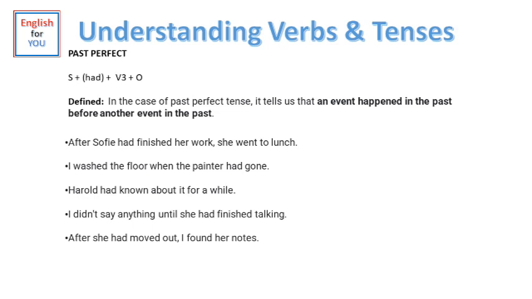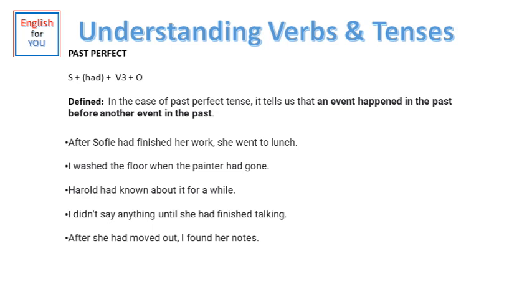Now we're going to take a look at the past perfect tense. The code as shown in the table is the subject plus the word had plus the verb, the third version of the verb, plus the object. Now, what do we actually mean by the past perfect tense? It's defined as follows: the past perfect tense tells us that an event happened in the past before another event in the past.